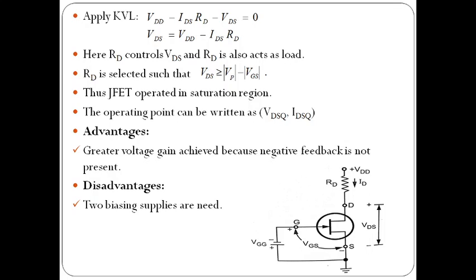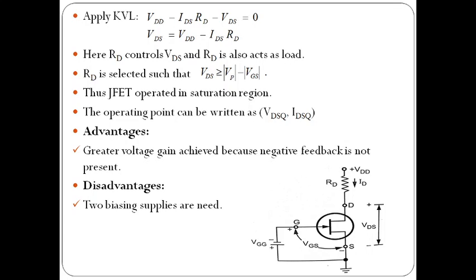Here RD is the drain resistance. This RD controls the VDS value, and RD also acts as a load here. So RD is selected such that VDS is greater than or equal to |Vp| minus |VGS|. It always indicates the saturation region. To use this FET as an amplifier, we must keep the FET in the saturation or pinch off region. Based on that, we choose the drain resistance value. Then we can say JFET is operating in the saturation region.